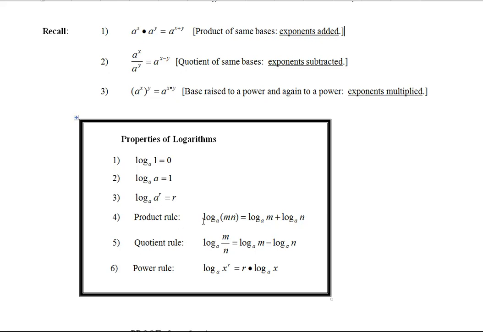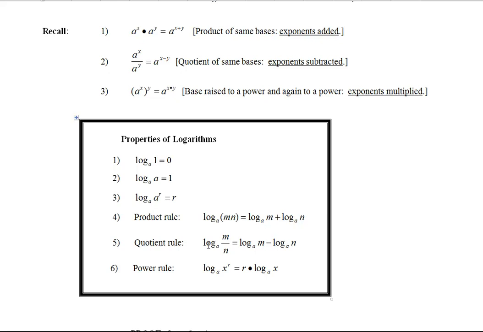Product rule. The log of a product to a base is equal to the sum of those factors to that same base. Think of your old multiplication symbol. Remember, it was an X. If you rotate it a little bit, you'll have a plus sign. It's a way that you can remember. A log of a product goes to a sum.